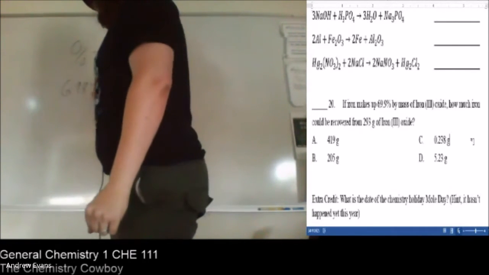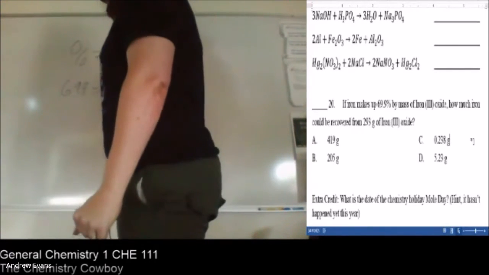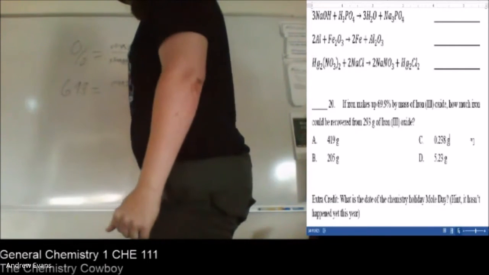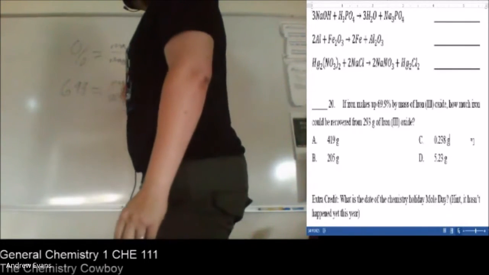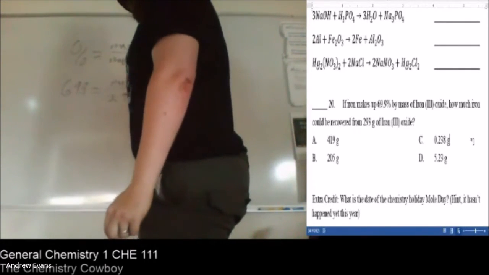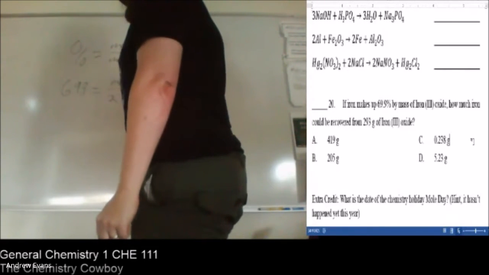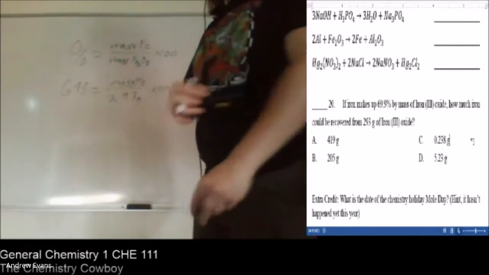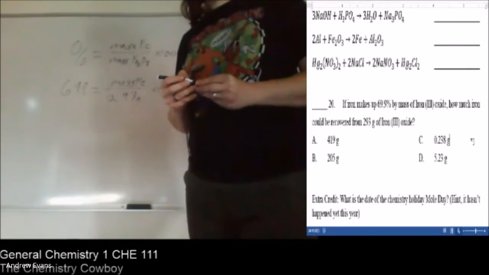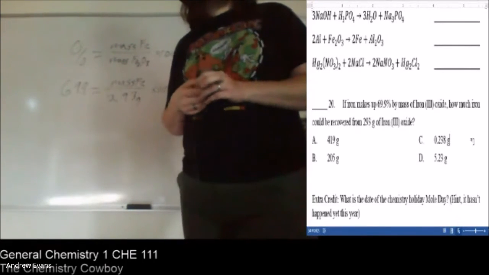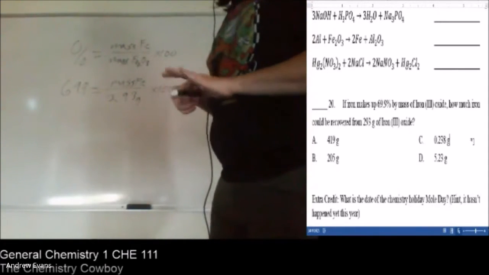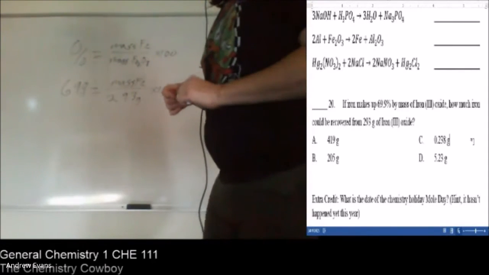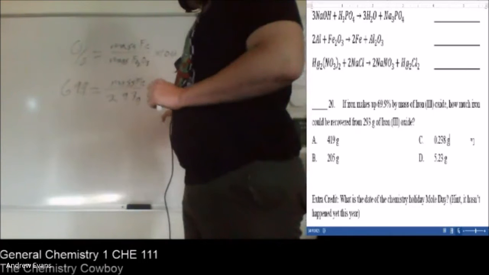69.9 equals mass iron over 293 grams of iron oxide times 100. So we're trying to find the mass of iron. Now, if you can set up that equation, hopefully mathematically you're in good shape. Hopefully you can solve this.